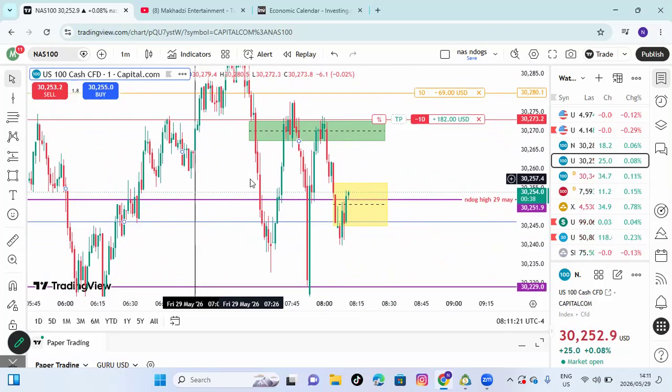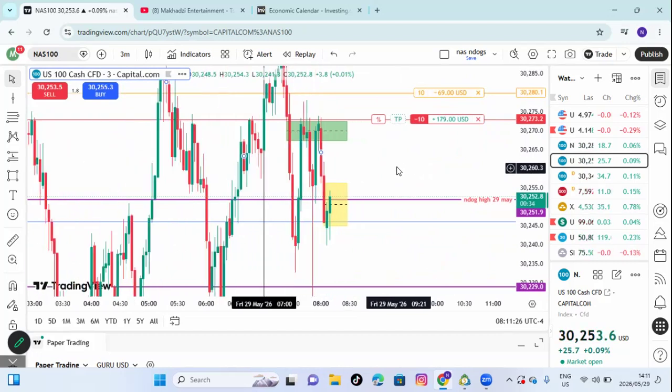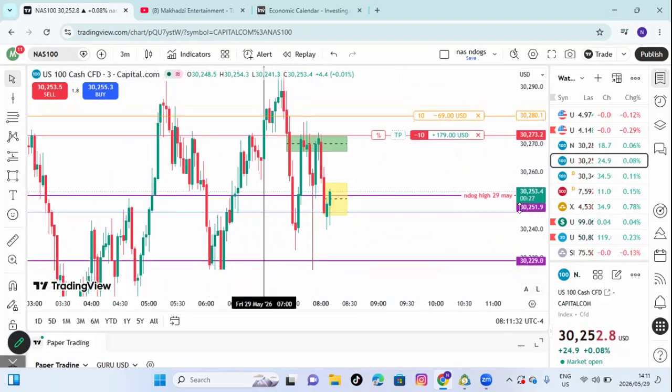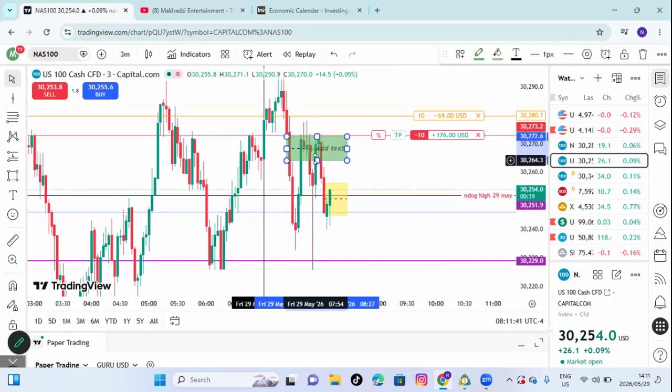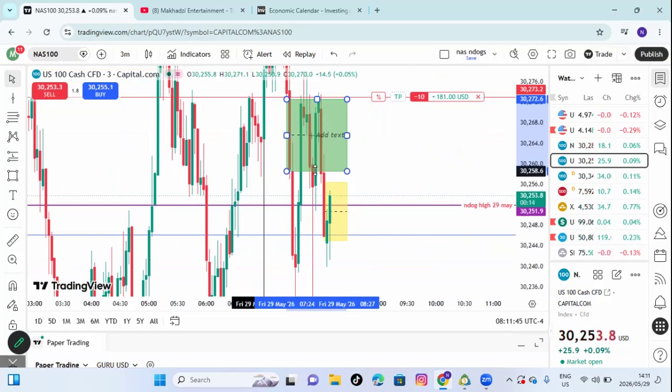Okay. Let me go to the 3-minute time frame. Okay. So in the 3-minute, the fair value gap is here. In the 3-minute, it's big. Let me zoom in. It also has a suspension block. So according to the 3-minute time frame, it has a volume imbalance down here.